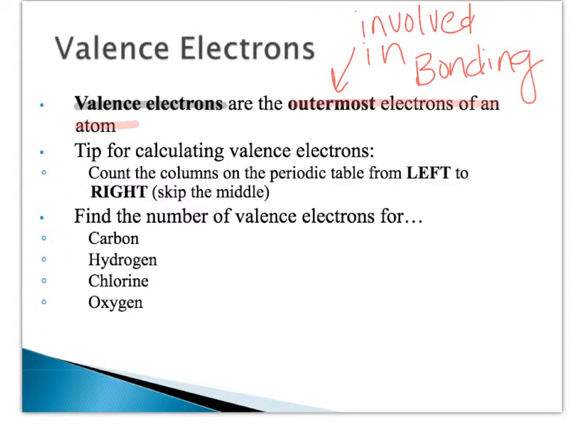Alright, so how do we figure out how many valence electrons an element has? Well, you're going to look right here, and I'm going to show you in just a second, but there's a really easy way using the periodic table that we can figure this out. So grab out a periodic table, and we are going to give you a little hint.